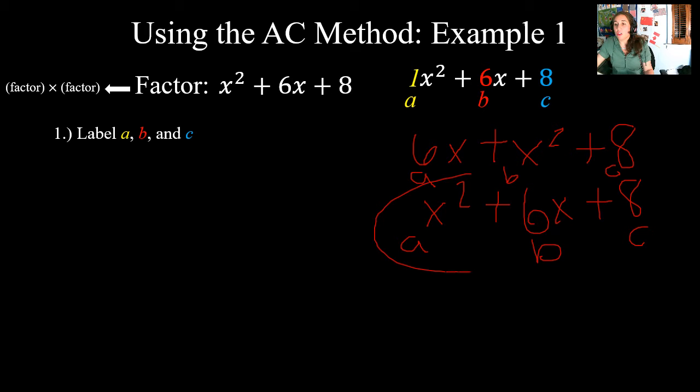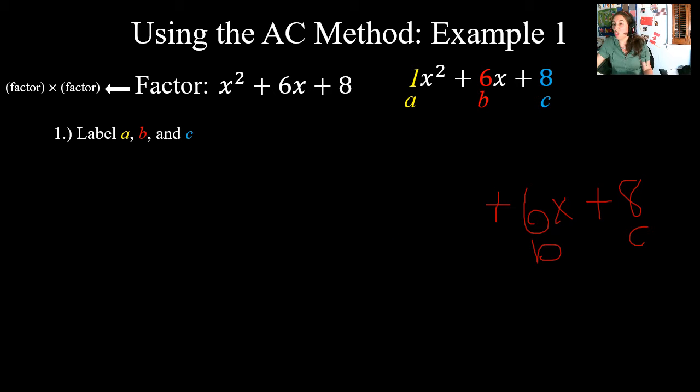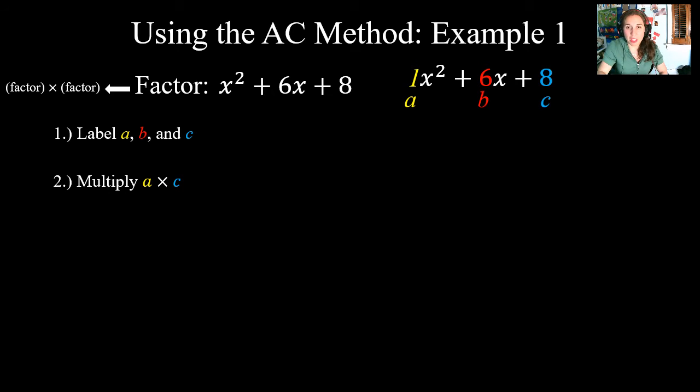Your A, B, and C are the coefficients in front of your variables when it is written in descending order, okay? Highest degree to lowest degree. So that's important. Make sure if you need to, you rearrange your polynomial so that it is in descending order. But this one is given to us in descending order, so we can just label our A, B, and C pretty quickly. Now we need to multiply A times C.